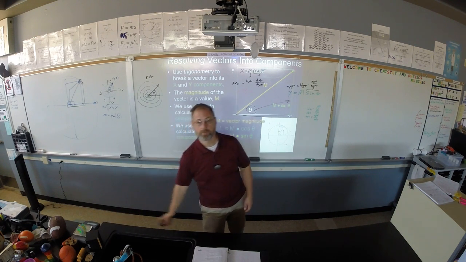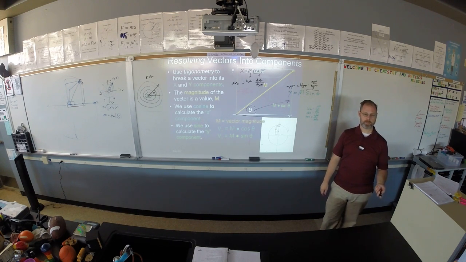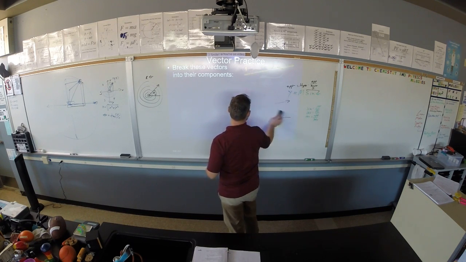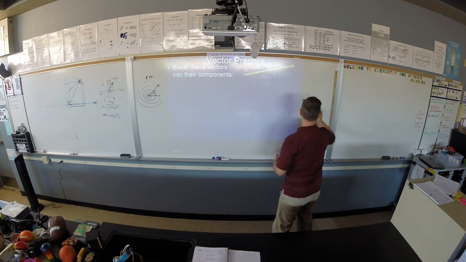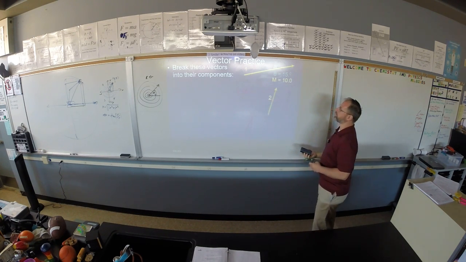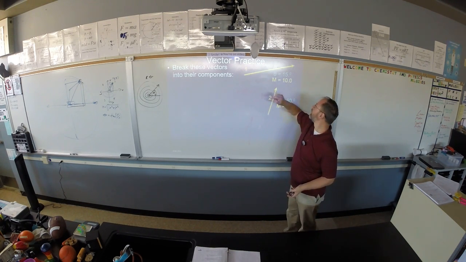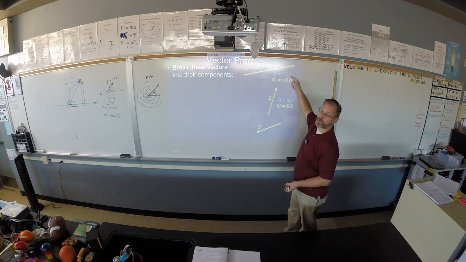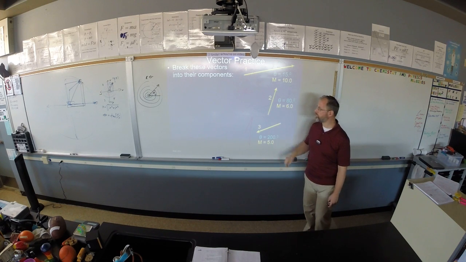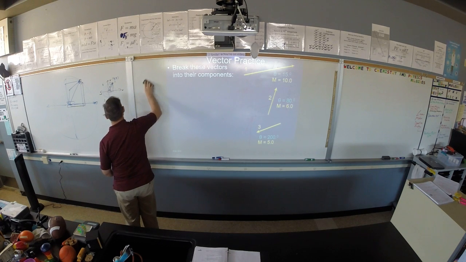Okay, questions? You ready to do a few? Yes. I'm going to give you three vectors. I'd like you to resolve these vectors into their components. The first one has a magnitude of 10 units at an angle of 15 degrees to the origin. Vector 2, 6 units at 80 degrees. Vector 3, 5 units at 200 degrees. So go ahead and resolve those into their components.